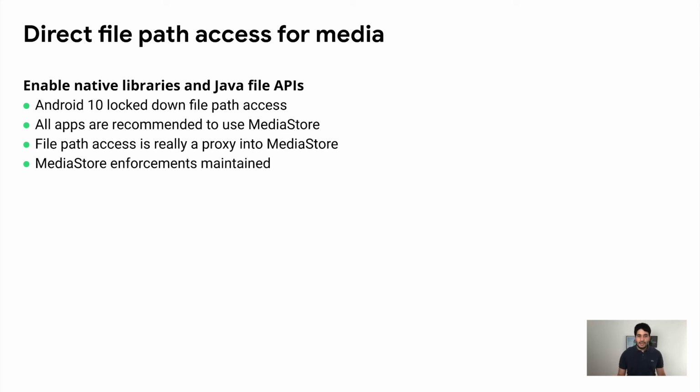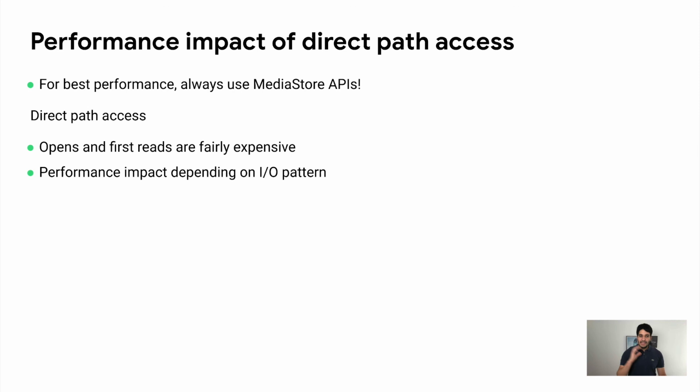So it helps you to still deal with file API if you prefer to use it for retrocompatibility, for example. But keep in mind that if you need to have the best performances, we highly recommend you to use the Media Store APIs, because again, this new direct path access is just a proxy on top of Media Store APIs. And based on our tests, it may be expensive for opens and first reads. After that, the performance are really similar. So have a look, benchmark your application with these new changes and make sure to choose the best solution based on your needs. And keep in mind, performance can be an impact, specifically for application opening a lot of files.